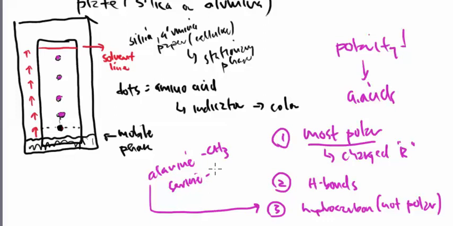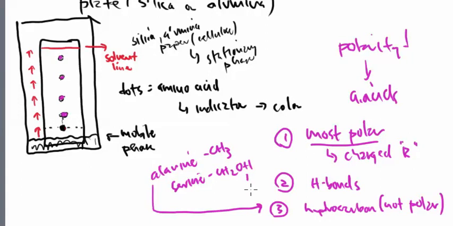If I had serine, serine had a CH2OH group on it. It wasn't a full charge, but that group, an OH group, can participate in hydrogen bonds. So serine is more polar than alanine is.